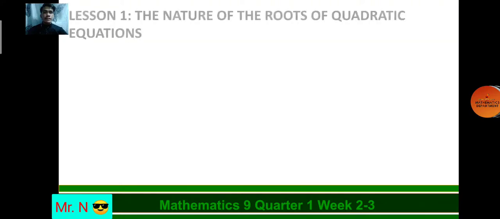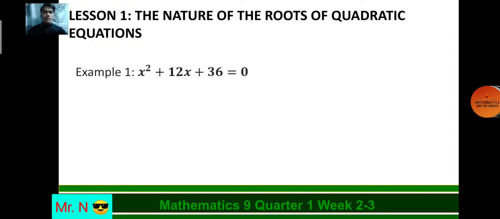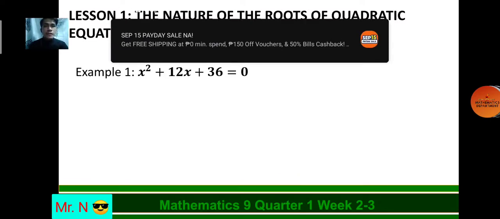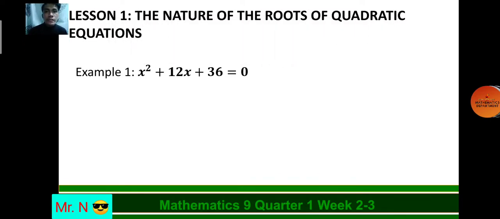Now let's have the examples. Example 1. X squared plus 12x plus 36 equals to 0. So, tingnan muna natin kung nakasulat ba yan in standard form. Yes. X squared plus 12x plus 36 equal to 0 is already written in standard form.